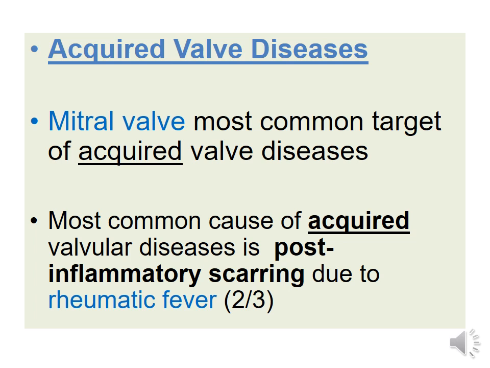Moving into acquired valve diseases, we will be talking about one example in this lecture and some other examples maybe in next lecture. The mitral valve is considered to be the most common target of acquired valve diseases. Most common cause of acquired valve disease is post-inflammatory scarring due to rheumatic fever, which may be affecting up to 2/3 of all cases.